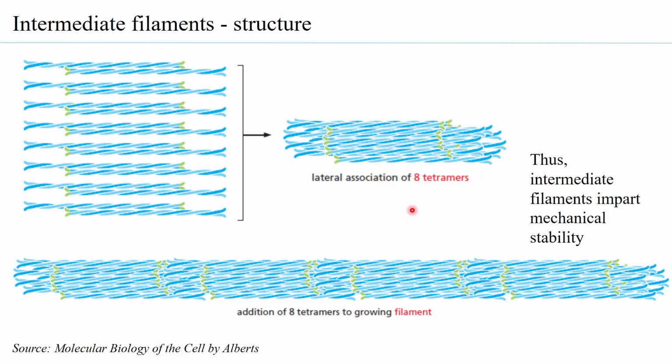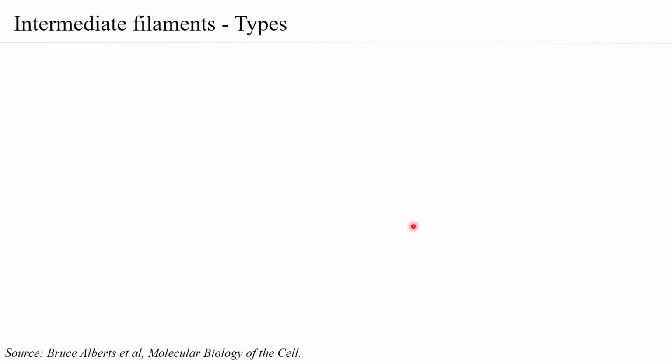Can you have the intermediate filaments undergoing dynamic instability? So the answer to that is yes, they have found that intermediate filaments can also assemble and disassemble, but not to the extent that microtubules and the microfilaments are carrying out dynamic instability. But yes, you can have assembly and disassembly.